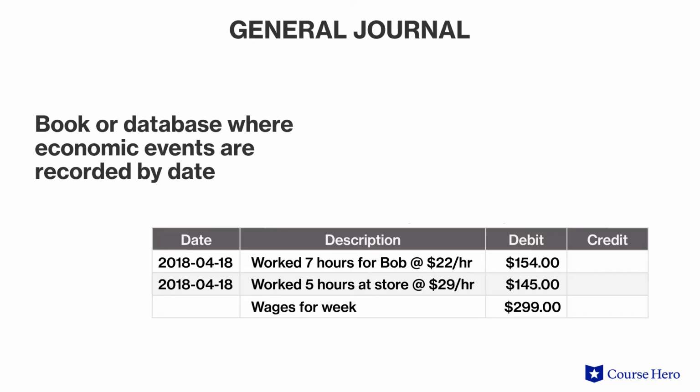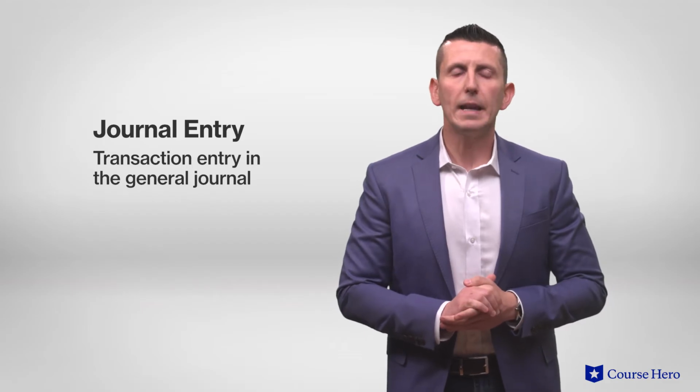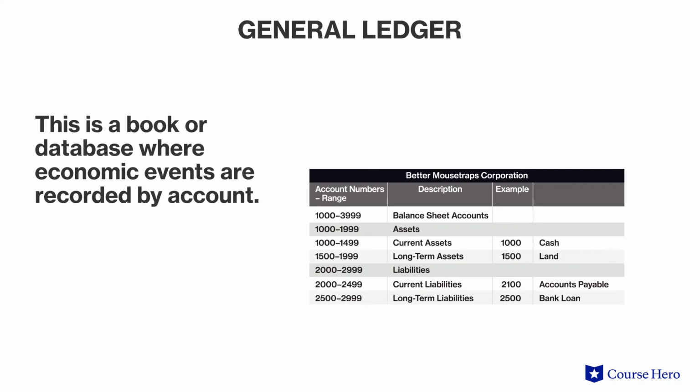Once a chart of accounts is established, each transaction impacts 2 or more accounts. Transactions will be recorded in 1 or more journals and in 1 or more ledgers. The general journal is a book or database where economic events are recorded by date. A transaction entry in the general journal is known as a journal entry. On the other hand, the general ledger is a book or database where economic events are recorded by account. Transactions are posted to the ledger.